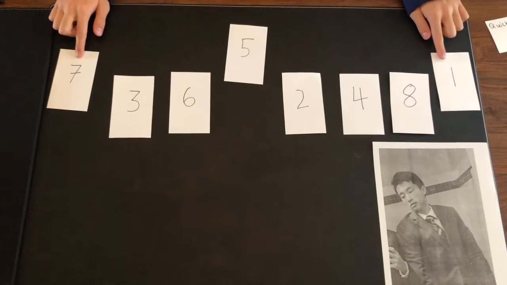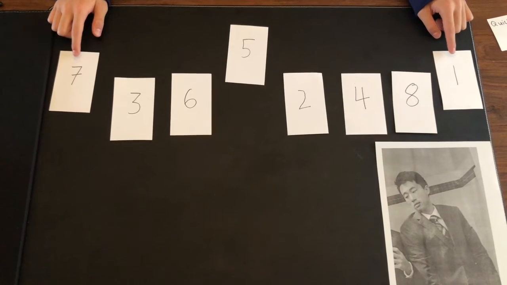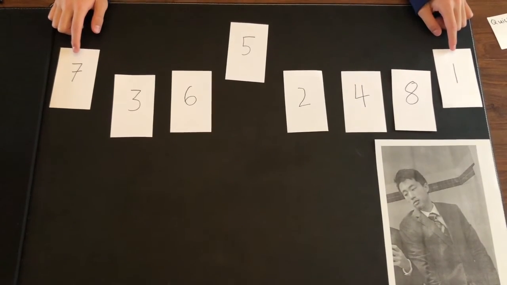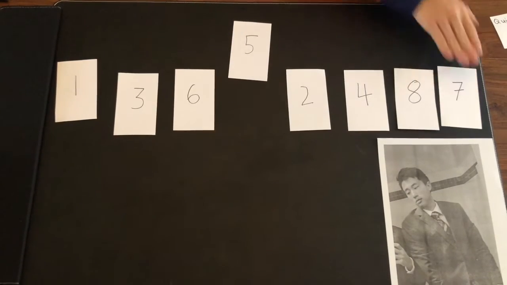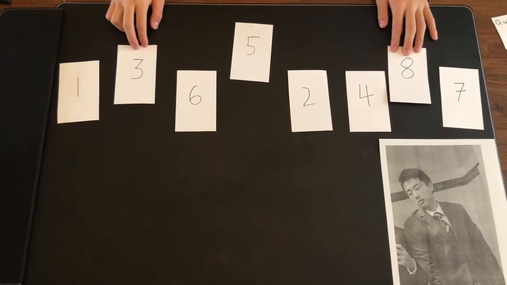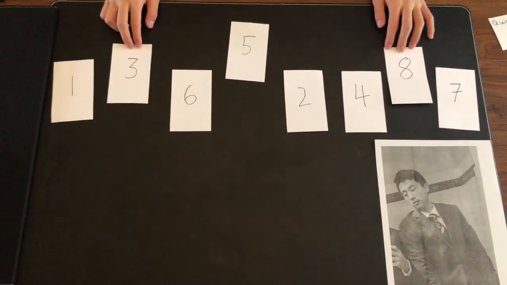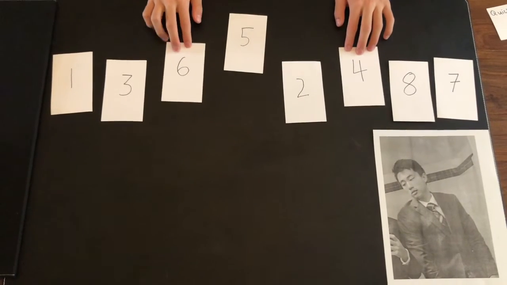So starting with 7 and 1. 7 should be on the other side because it's greater than 5. Similarly, 1 is also on the wrong side because it's less than 5. Let's switch these two. Moving on, 3 and 8. 3 is on the right side because it's less than 5. 8 is also on the correct side because it's greater than 5, so we're going to leave them as they are.